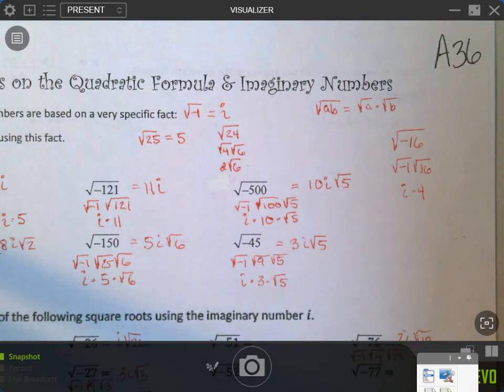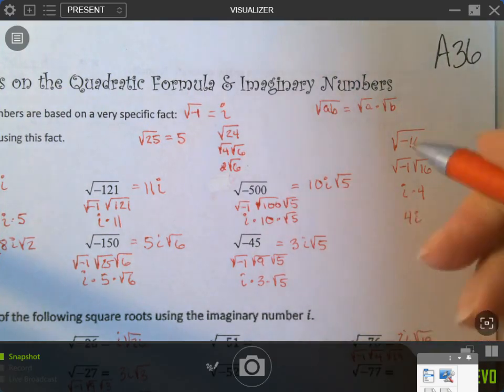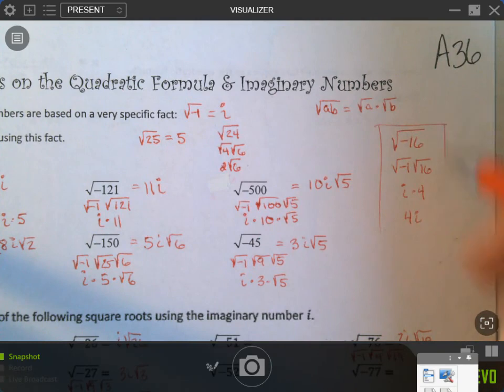And then how do we write our imaginary numbers in proper form? Now, I have i times 4. I want to write it as 4i. So that's just a quick example of a basic one that breaks down.